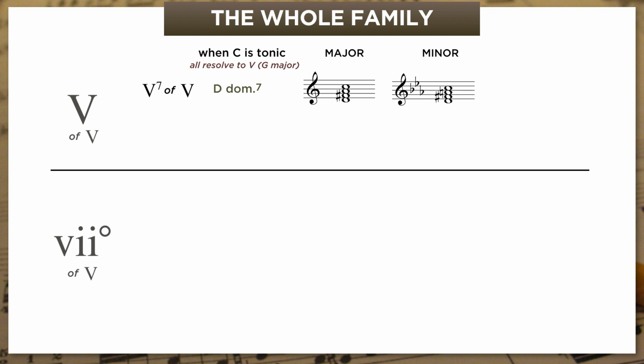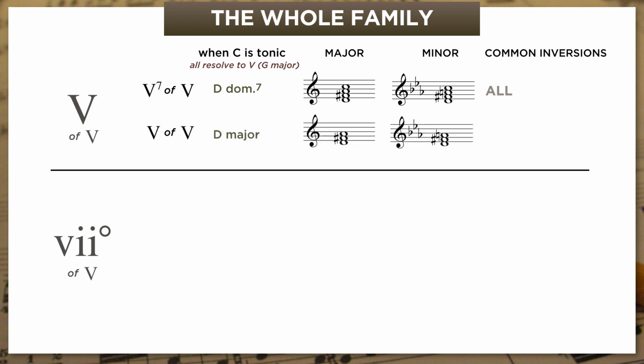And I've shown root position here, but the truth is that 5-7 of 5 can be used in any of its inversions. But 5 of 5 isn't always a seventh chord. Sometimes it's just a triad. In other words, 5 of 5. If C is tonic, that would be a D major triad, and that one too can appear in any inversion. But it's less common because it's less dissonant, I think. That push to the dominant is usually better with a bit of crunch.